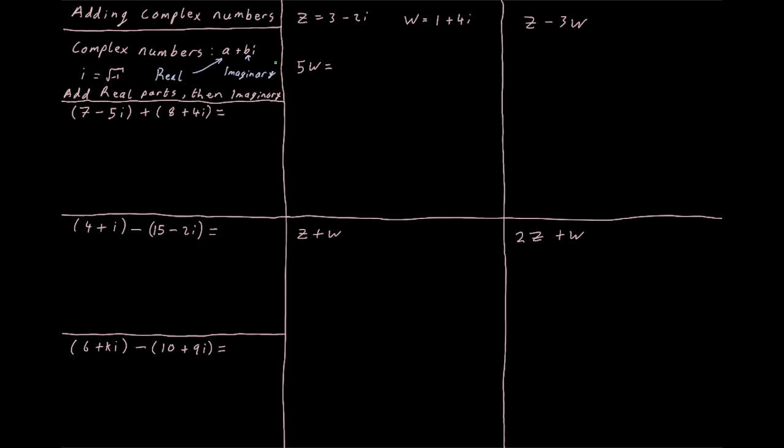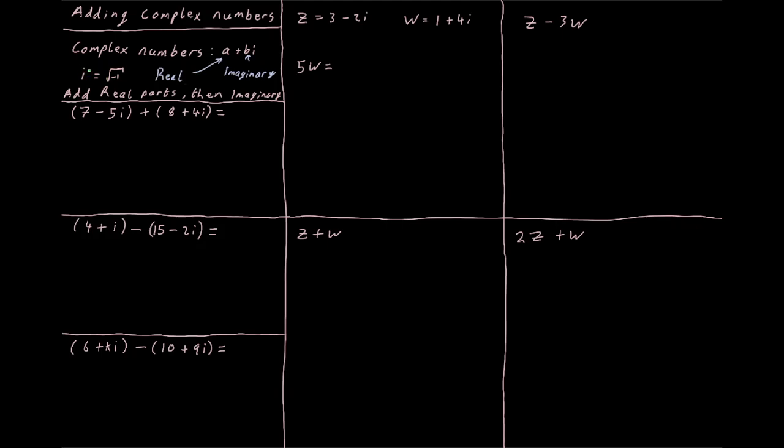Now we are going to have a look at adding complex numbers. So our complex numbers have the real part, which we often label A, and the imaginary part, which is the stuff involving i, the coefficient of which we often call B. And i is going to be the square root of -1.